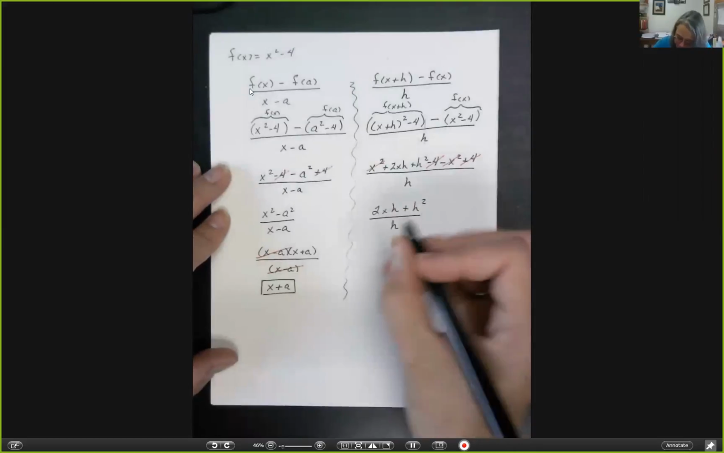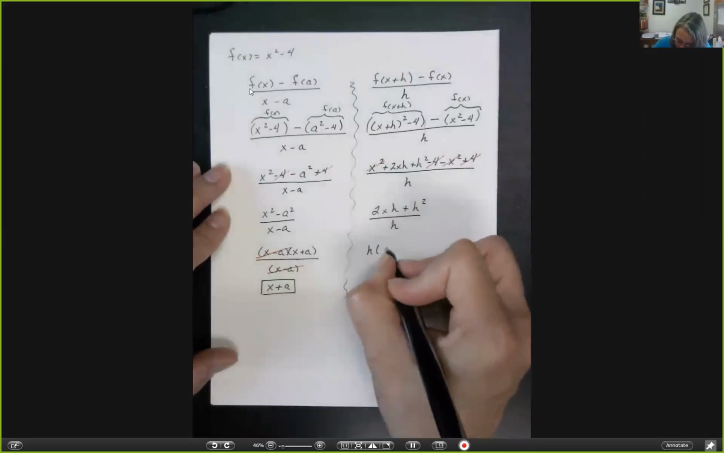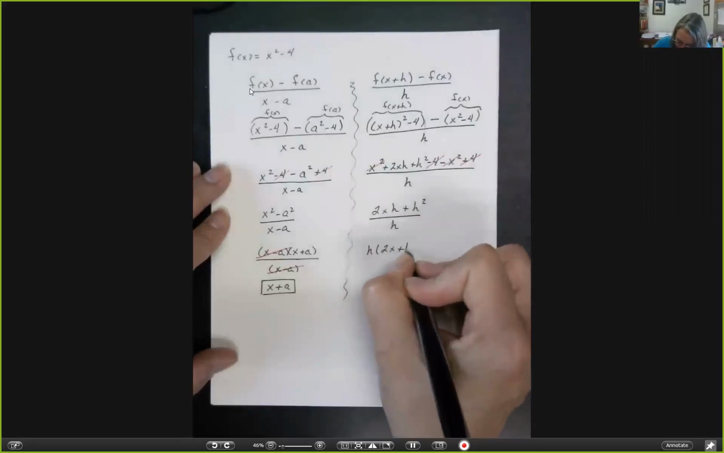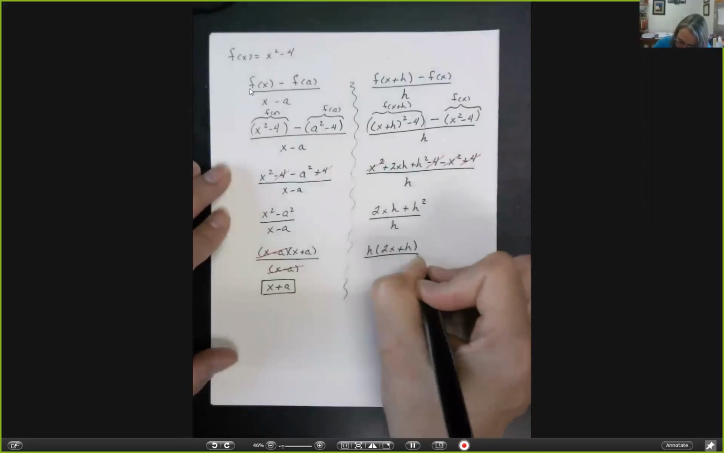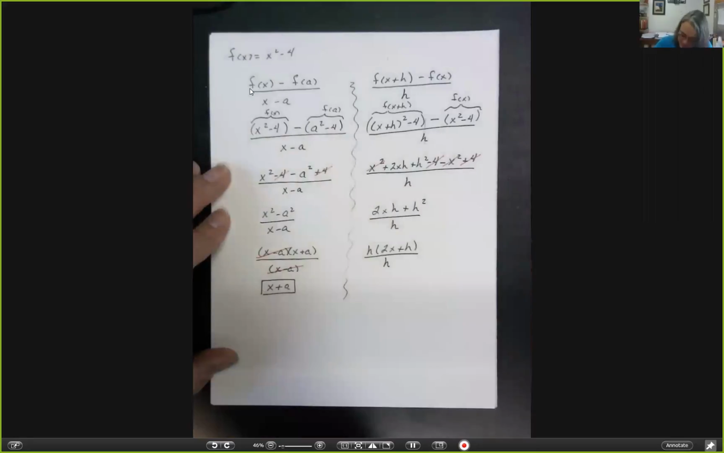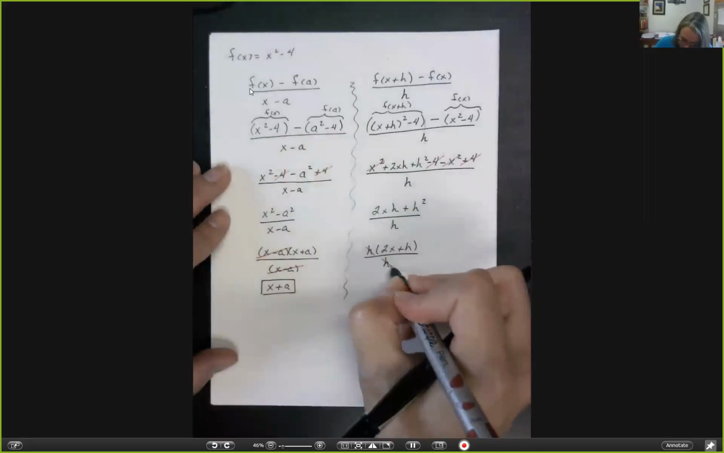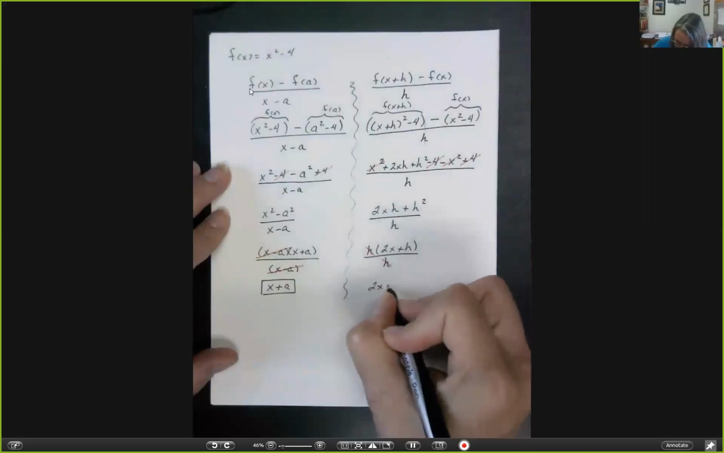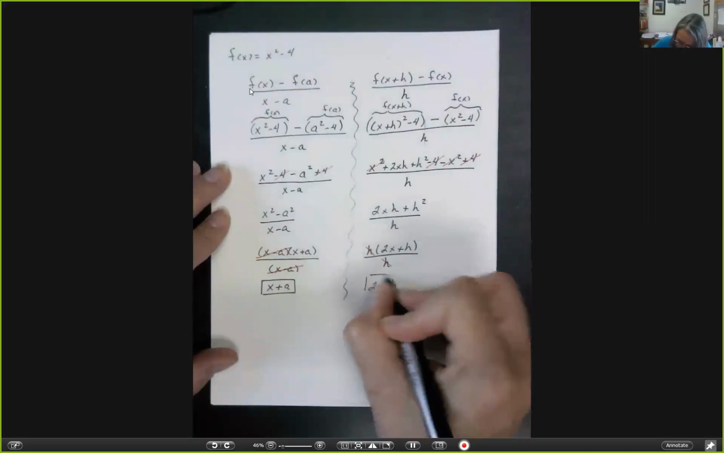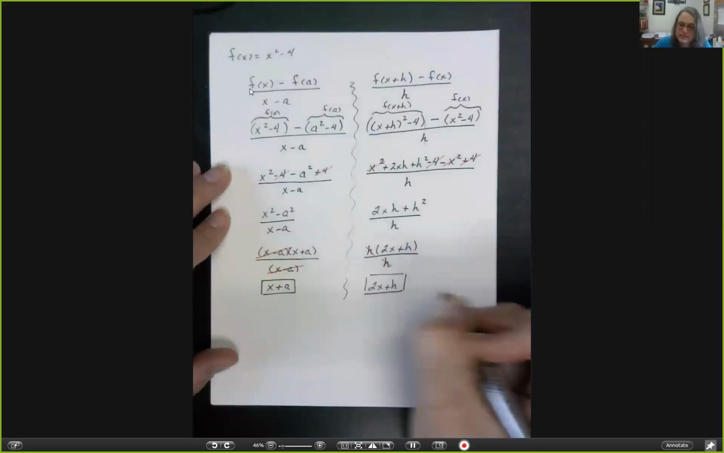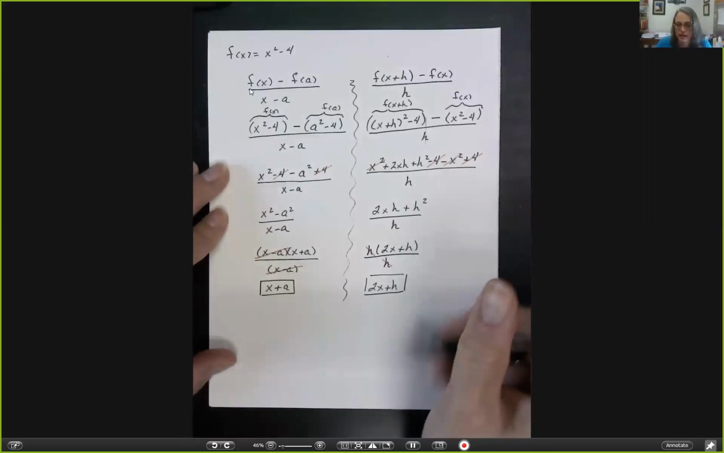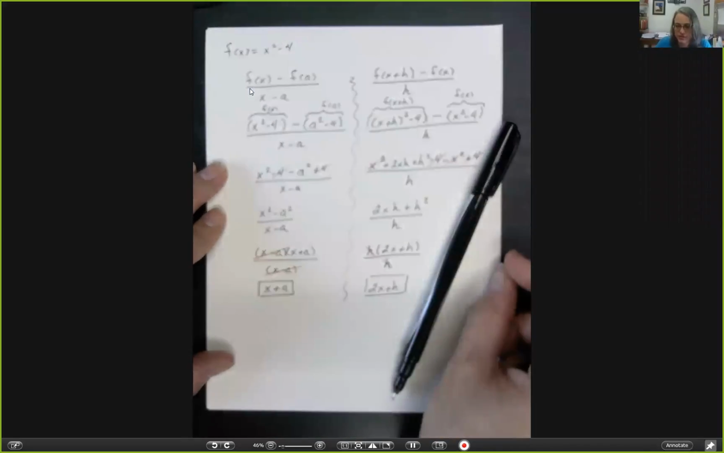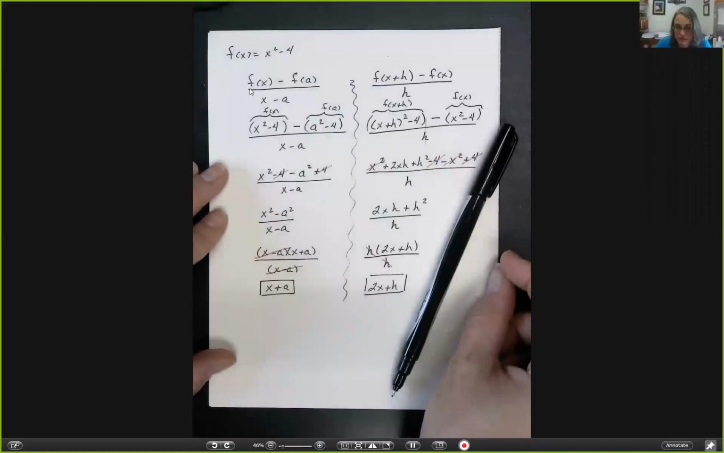Factor out the h on the numerator. Cancel out our matching term factors. And we're left with 2x plus h. This also is an expression of the difference quotient for the function x squared minus 4.